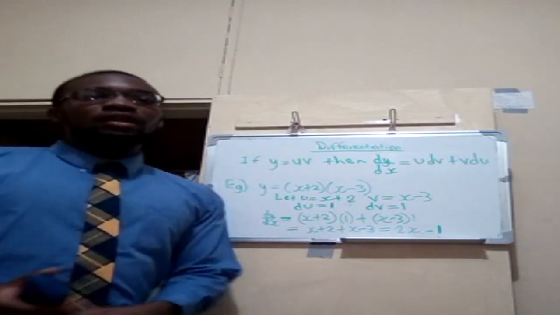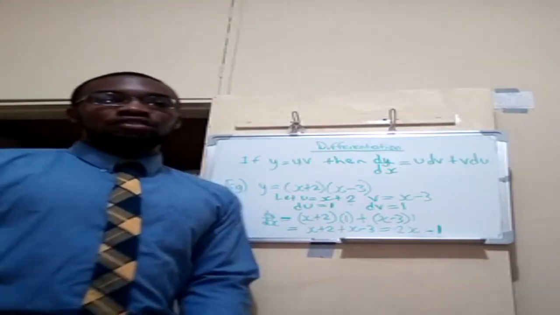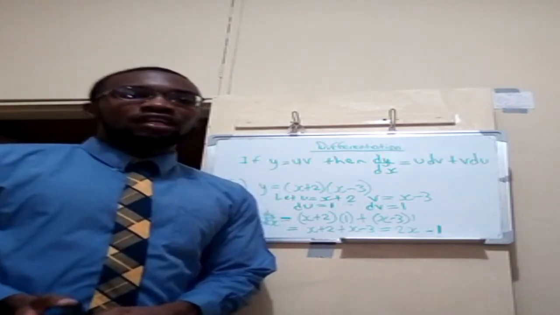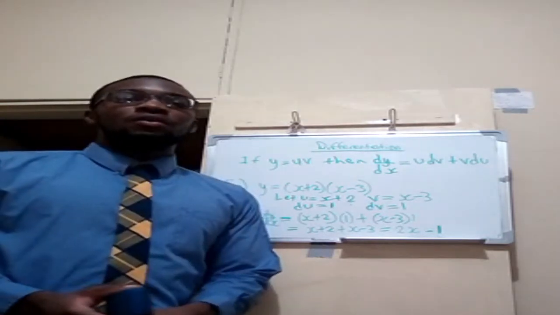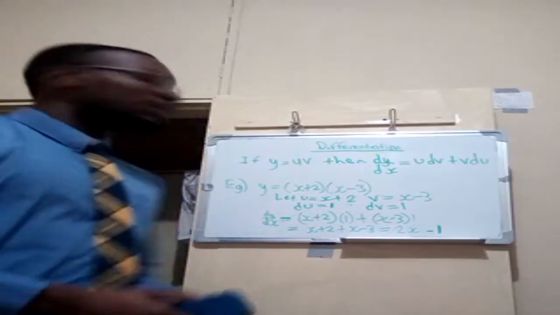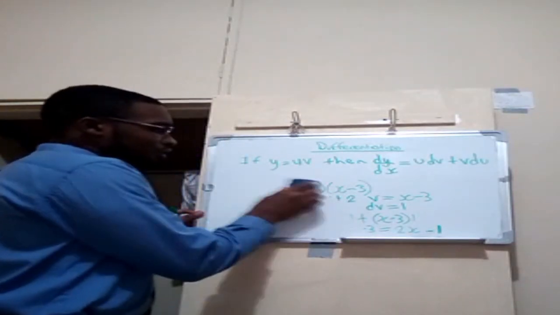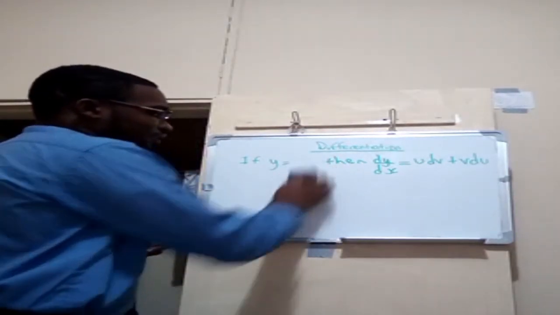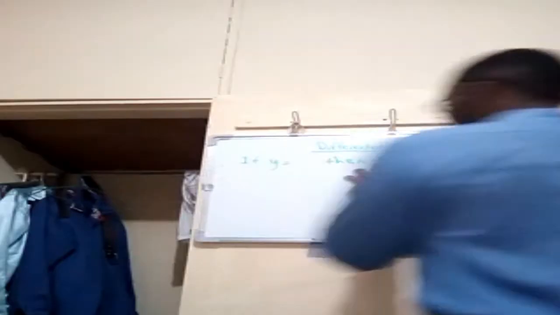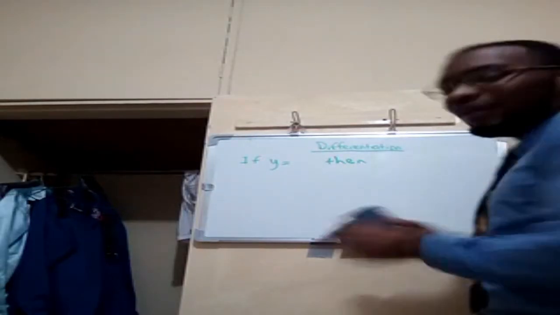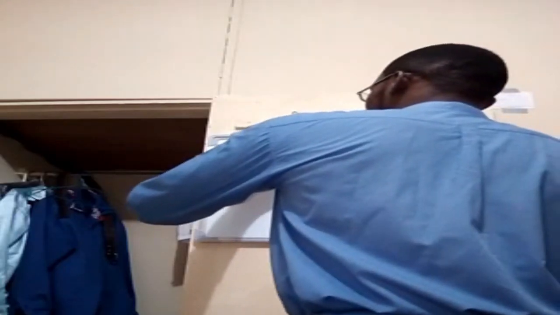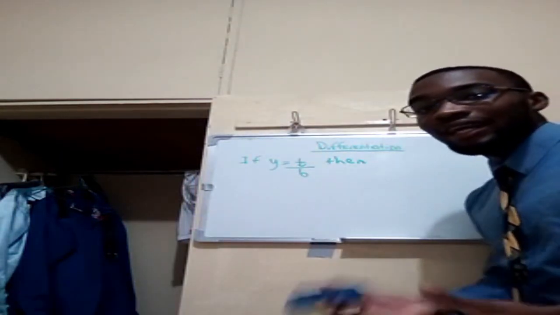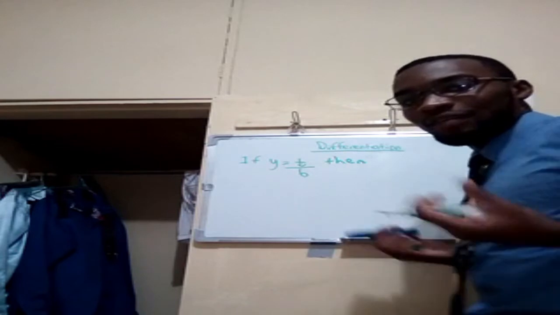Alright. Now the next one we're going to talk about is quotient rule. What is quotient rule? Quotient rule is when you're going to be differentiating a function that is given as a quotient, or what we know as rational functions, right? And so the quotient rule is, this is how I like to remember it: if y is equal to top over bottom, top over bottom.